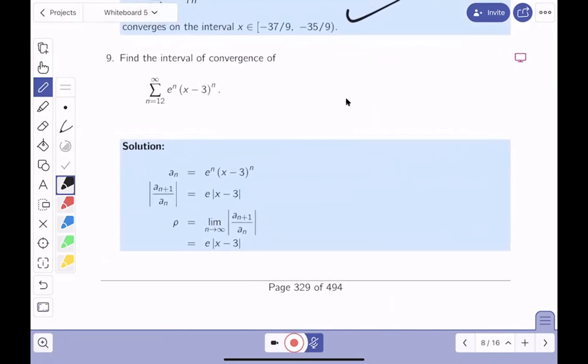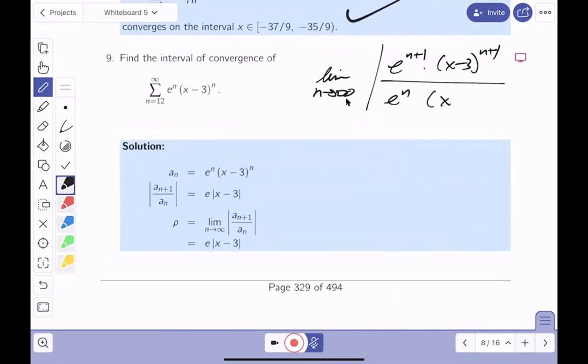And it's, again, the interval problem. So let's write this down. Limit as n goes to infinity of the absolute value of e^(n+1) times (x minus 3)^(n+1) over... let's see, we're dividing by the nth term, which is e to the n, (x minus 3) to the n. This should be less than 1.